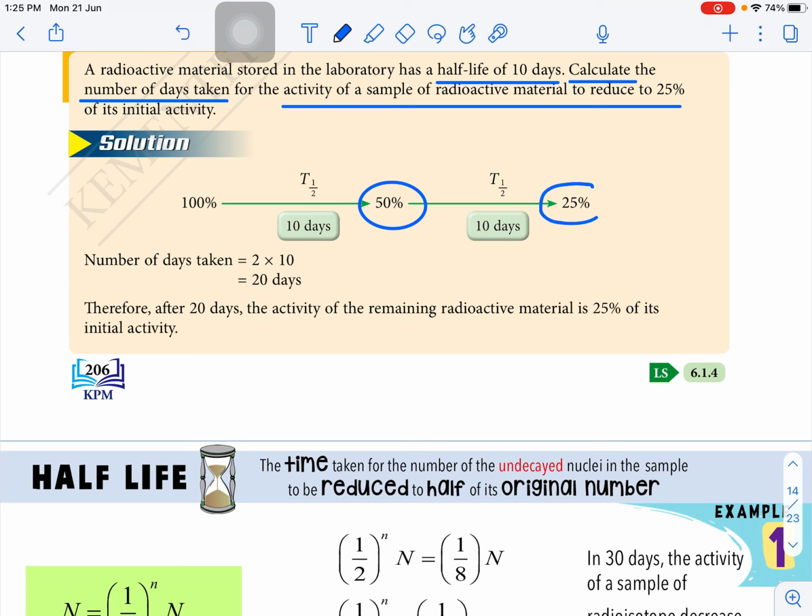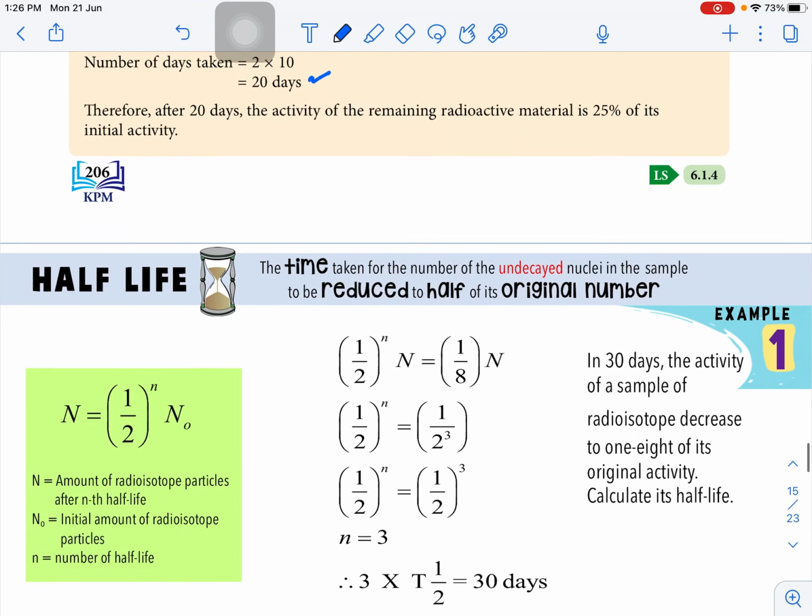From 50%, half becomes 25%. That is the second half-life. So from 100% to 25%, it takes 2 half-lives, where 1 half-life is 10 days. So for 2 half-lives, we multiply 2 times 10, we get 20 days. That is the time taken for the activity to reduce to 25% of its initial activity.